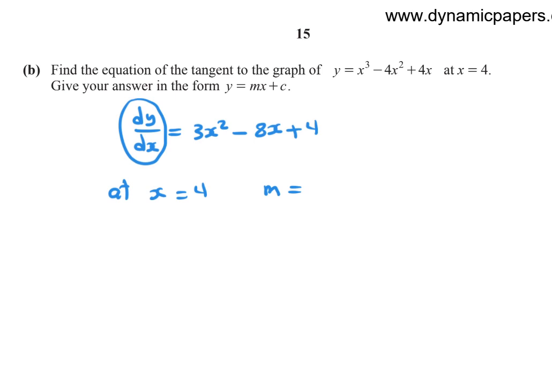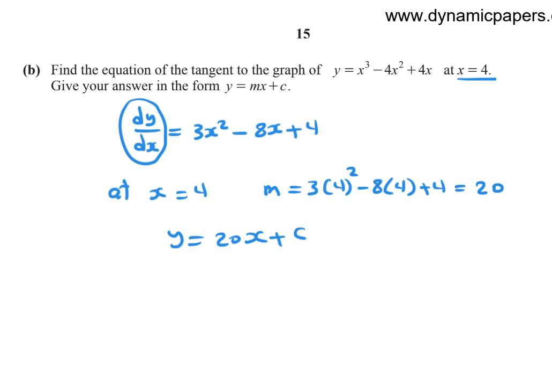So if I need to find the gradient at any point, we need to find dy over dx and substitute the given point. So now put x equals 4. So 3 times 4 squared minus 8 times 4 plus 4 equals 20. So the equation of the tangent is y equals 20x plus c. To find c, we need a point.